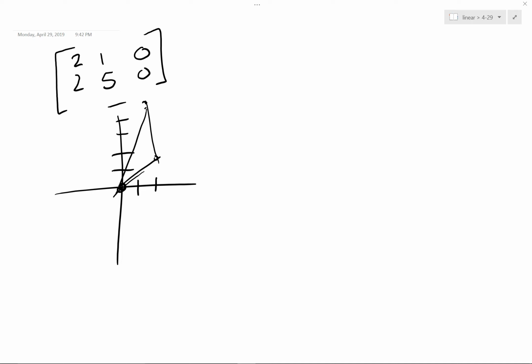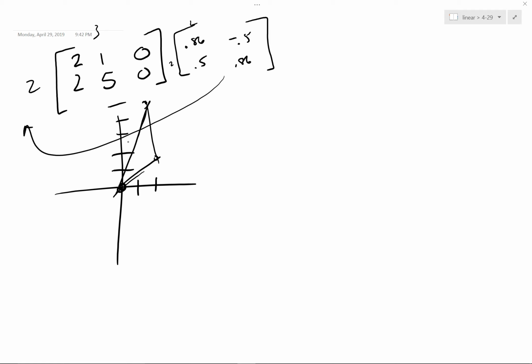What would happen if you multiplied it by, hypothetically, 0.86, negative a half, and 0.5, 0.86? That's a good question, Jay. So obviously this is a 2 by 3, and this is a 2 by 2. Can't multiply it this way, but you can bring it out front and multiply it. So I'm going to write it that way.